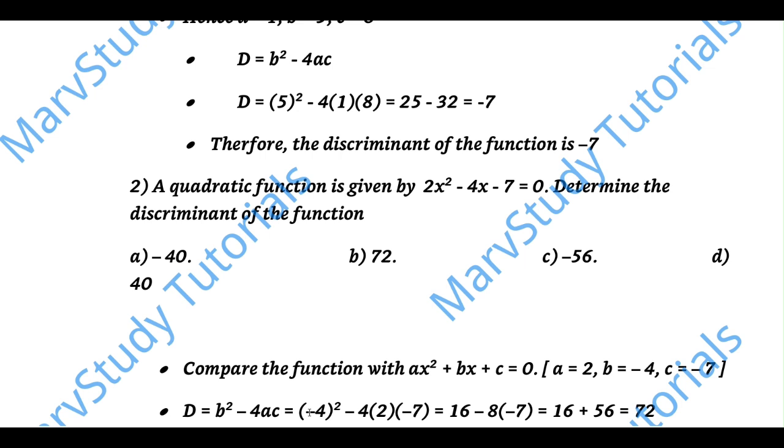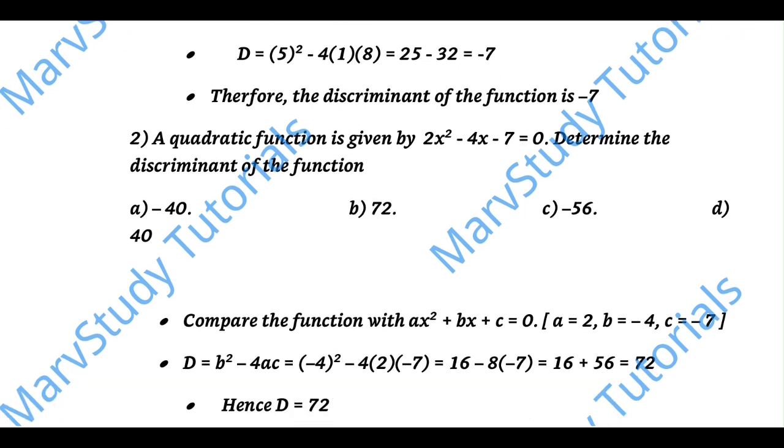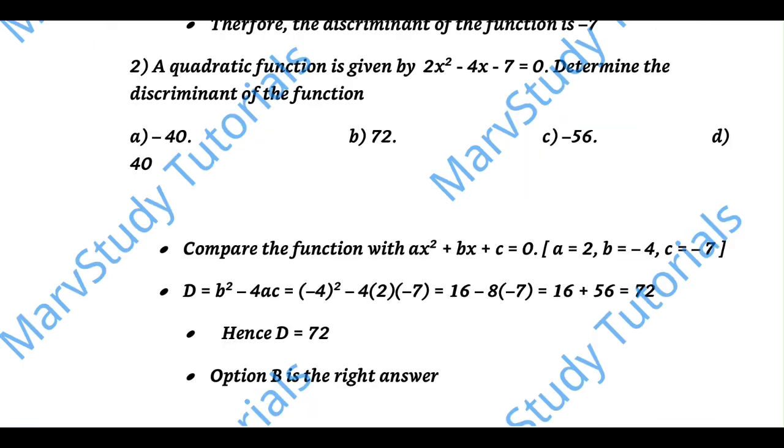So substituting negative 4 all squared, because b is negative 4, times a, which is 2, times c, which is negative 7. So negative 4 all squared is going to give us a positive 16. Negative squared is going to give us a positive. Then negative 4 times 2 is negative 8, times negative 7, that's going to give us a positive 56. So we can add the two values. 56 plus 16 is going to give us 72. Hence, the discriminant of the function is 72. Option B is the right answer.